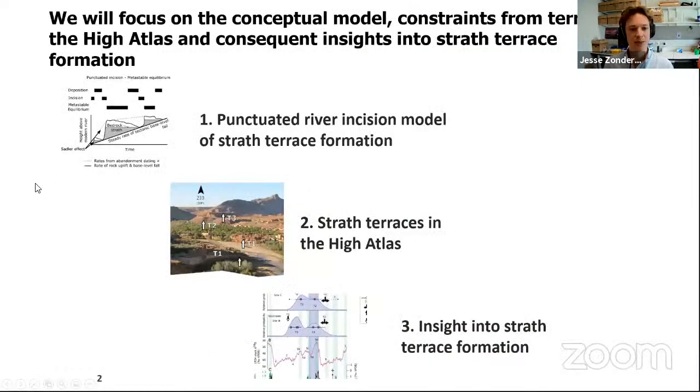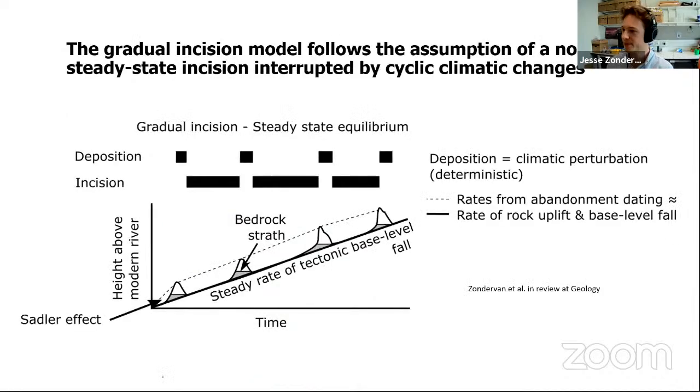Okay, so in this presentation, we're going to flip the traditional model on its head. We'll first focus on the conceptual model of strath terrace formation, then look at the field sites and the data, and then think about what the insights are from that data in terms of the climate relationship. So let's have a look at the gradual incision model as opposed to the punctuated river incision model, which we're going to discuss after this.